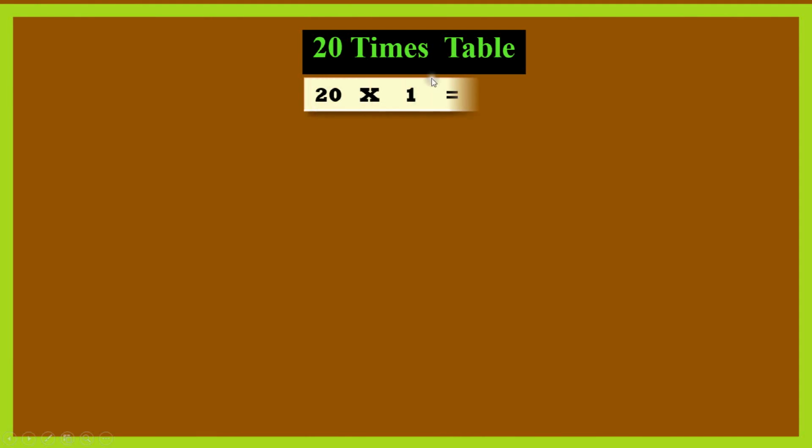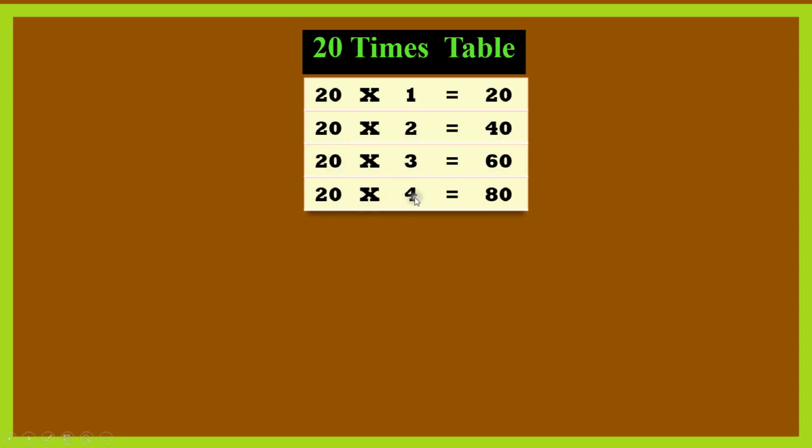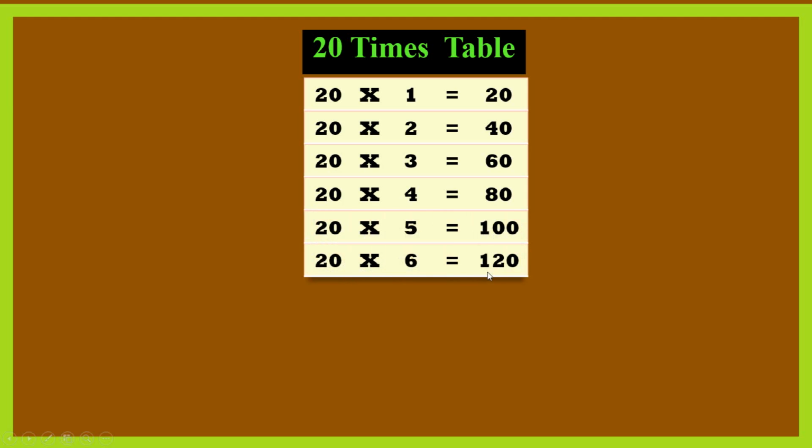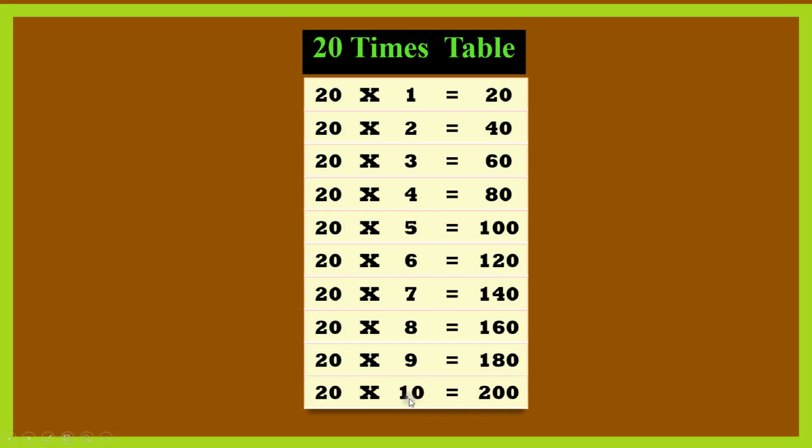20 times table. 20 times 1 is 20. 20 times 2s are 40. 20 times 3s are 60. 20 times 4s are 80. 20 times 5s are 100. 20 times 6 are 120. 20 times 7s are 140. 20 times 8s are 160. 20 times 9s are 180. 20 times 10s are 200.